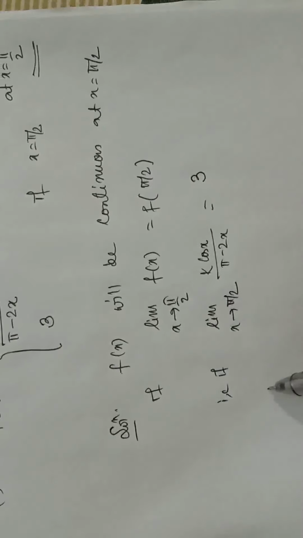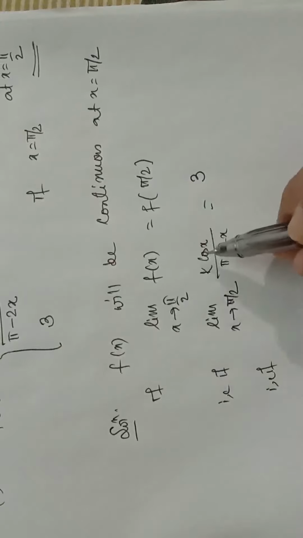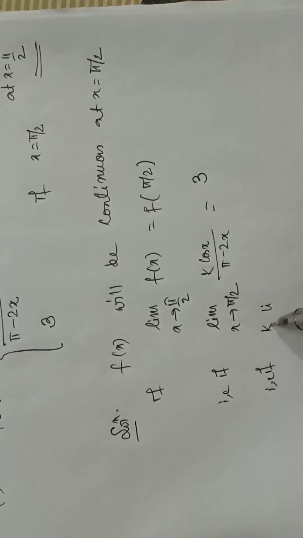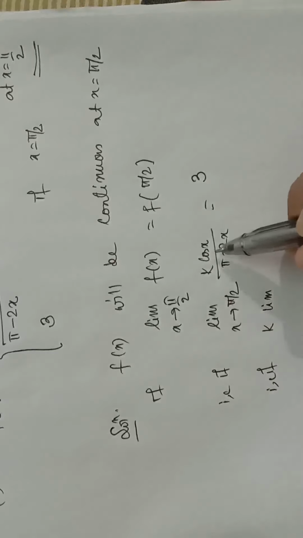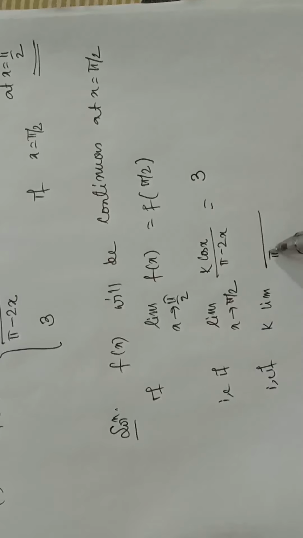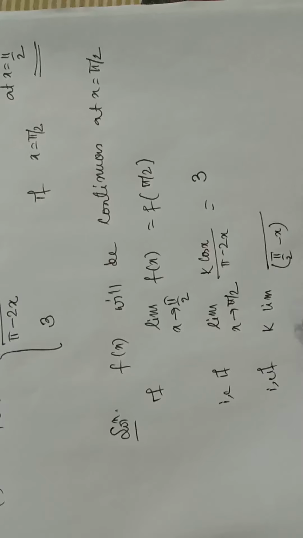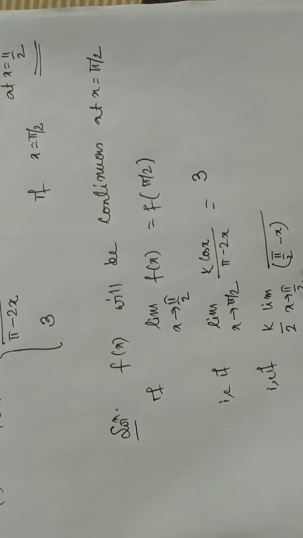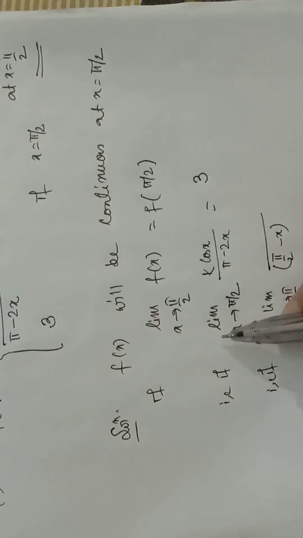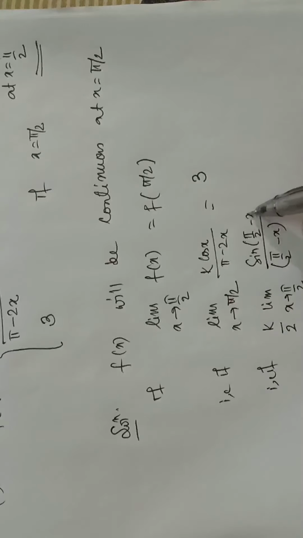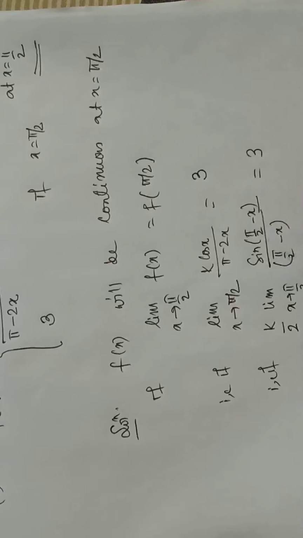Now we have to find the value of this limit. Let us take k is a constant, we can take k out of the limit sign, k into limit. We can take 2 common in the denominator. If we take 2 common, this will become pi by 2 minus x. 2 is a constant, we can write it outside the limit sign. Limit x tends to pi by 2. I have taken 2 common from the denominator, k outside the limit sign. Cos x we can write in this way, sin of pi by 2 minus x, equal to 3.